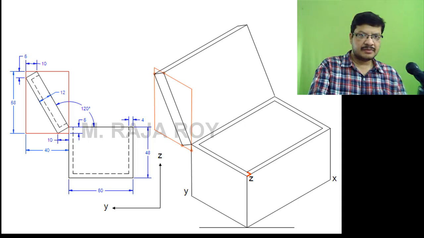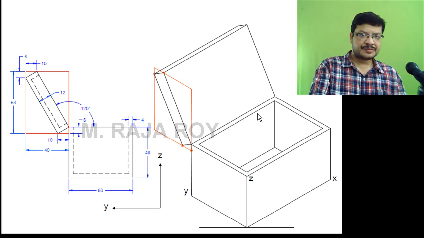From this corner, you can see the depth. So depth of the box in total is 48. Here 4 mm flank is there, so remaining portion will be 44. This is 44. Now bottom corners are also visible like this. So now box portion is ready, bottom portion is ready.